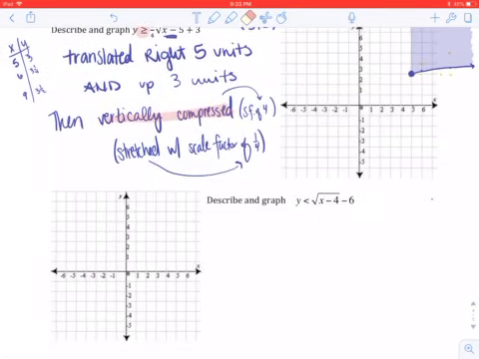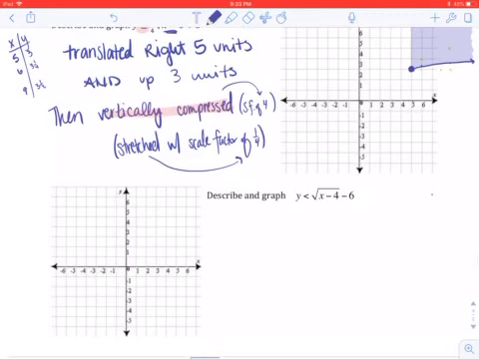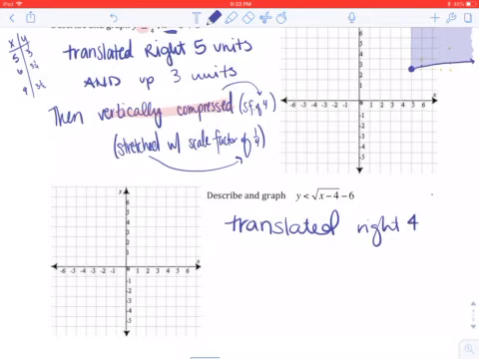Notice this next one is going to be kind of a similar situation. Describe and graph while I'm translating, right, or translated. Right 4 units. Again, it's the opposite sign as that inside. And hopefully you remember that that's down 6 units.